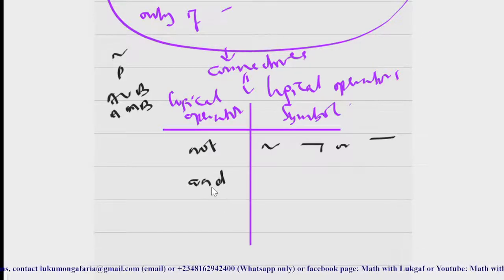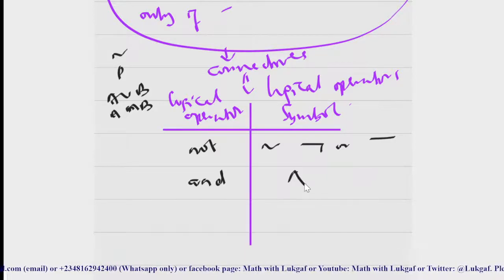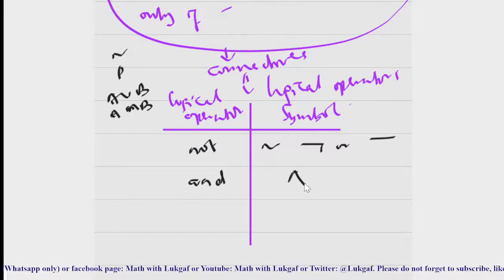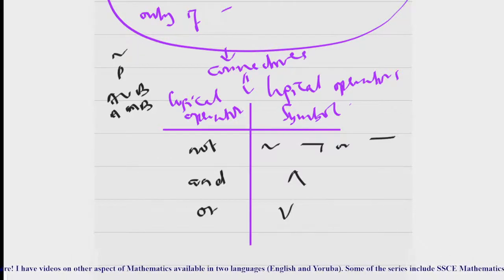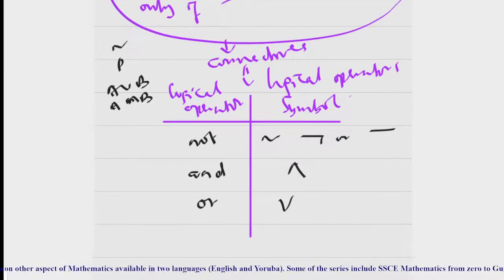So we can say this and also is a logical operator, a connective we use in logic, and it is cap-like. We call this conjunction. We also have disjunction, which is or. I'm going to explain what each of them means very well. Just pay attention. It looks like the union of a set. That's or, which we call disjunction.